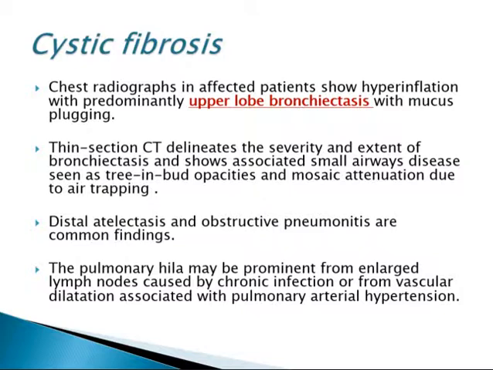Thin-section CT delineates the severity and extent of bronchiectasis and shows associated small airway disease seen as tree-in-bud opacities and mosaic attenuation due to air trapping. Distal atelectasis and obstructive pneumonitis are common findings. The pulmonary hila may be prominent from enlarged lymph nodes caused by chronic infection or from vascular dilatation associated with pulmonary arterial hypertension.